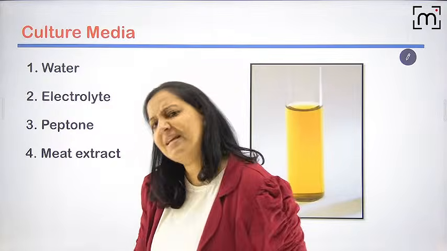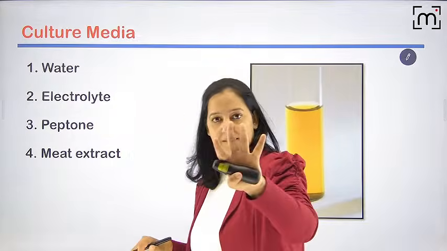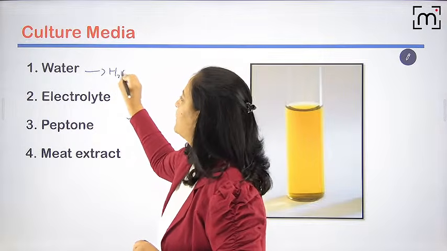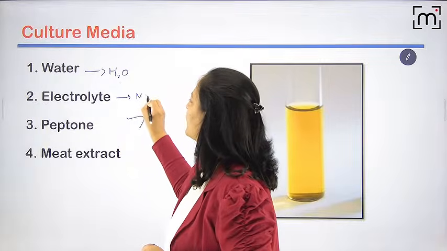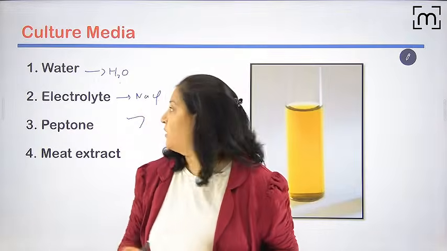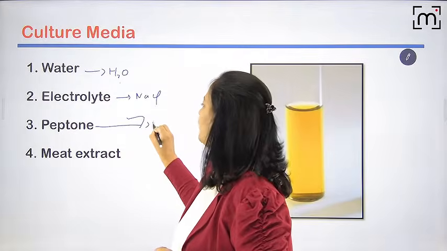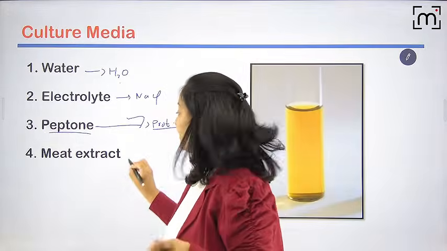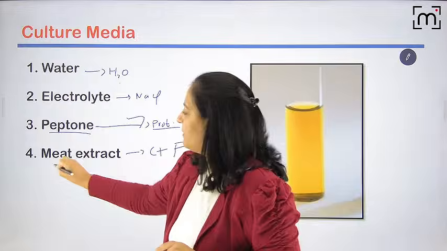So what is the basal nutrition for bacteria? What is the basal culture media? You have to take 4 things. Number 1, without water, no one can survive. You have to give water. Bacteria also need water. Without salt, no one can survive. Mineral salt. So you have to provide electrolyte, NaCl. Without protein, no one can survive. So you have to provide protein in the form of peptone water. And you have to provide carbohydrate plus fats in the form of the meat extract.